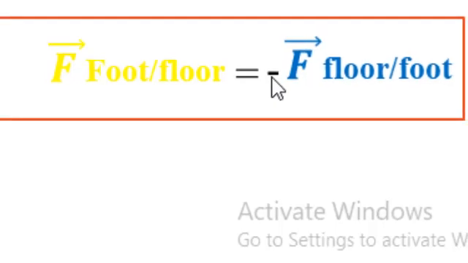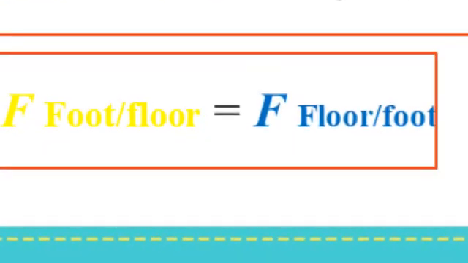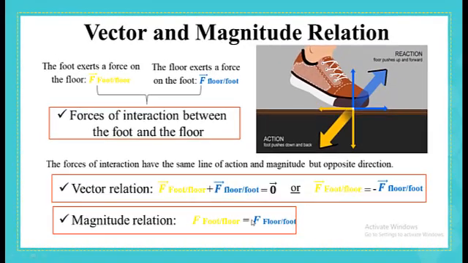And concerning the other type of relation, it is the magnitude relation. We are talking only about one characteristic. So since they have the same magnitude, we can simply write it in this way. Here we shouldn't put a vector and there is no minus. We're not talking about direction. We are only talking about magnitudes.